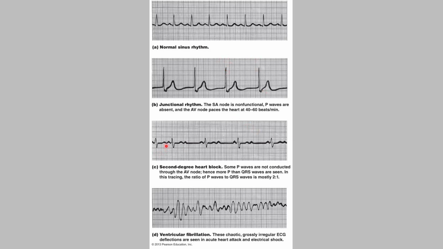Second degree heart block, we can see a P, QRST, P, P, QRST, P, P, QRST, P. So this is a second degree heart block. And down here we have ventricular fibrillation. We can see that there is nothing at all making sense here. That's just very haphazard. This is when we would see someone pull out the paddles and shock the patient, trying to get them back into a normal rhythm.